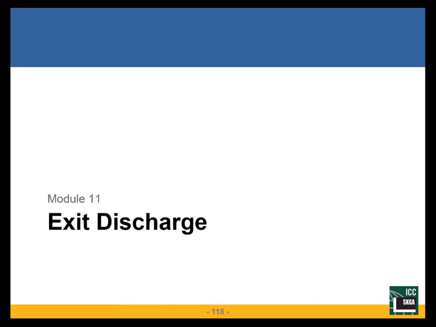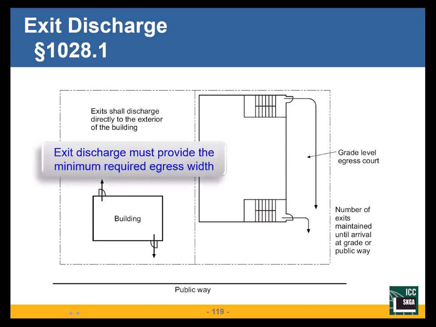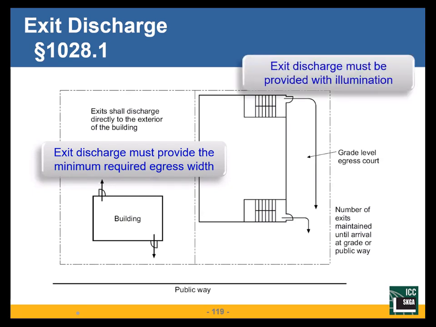Okay, we've made it to the exit discharge. I'm now leaving the exit. I'm in the exit discharge. I've got to get to the public way. So I leave there. I've got to have a way to get there. Once I leave the building, I'm in a fenced area. I have an option. Either put a gate with the same hardware as was required in my exit in the building. So if my building required panic hardware, that gate requires panic hardware. But I've got to be able to get to the public way.